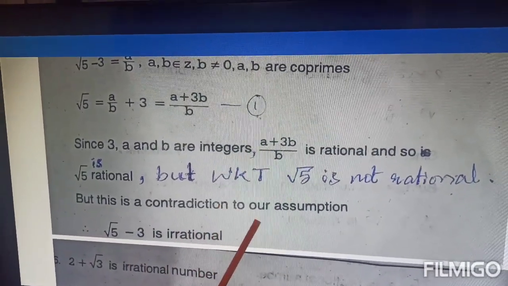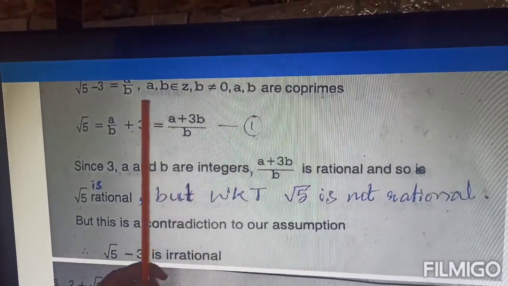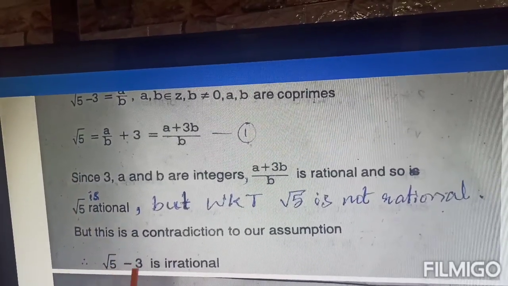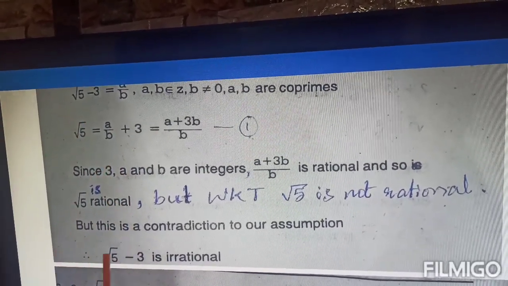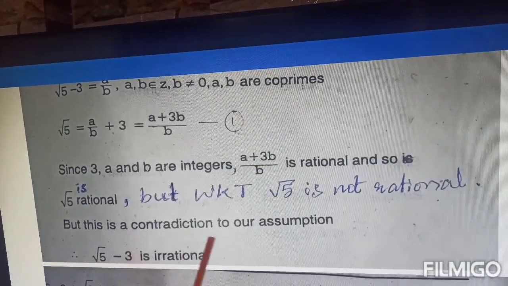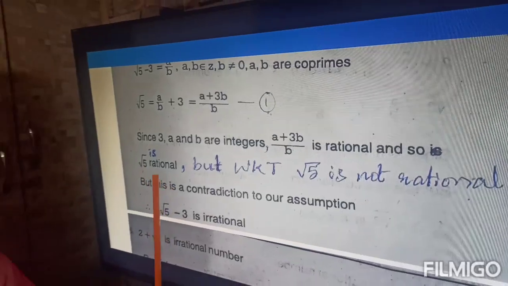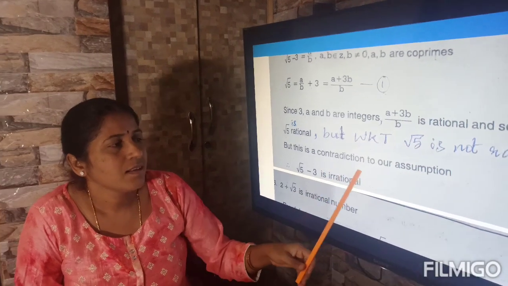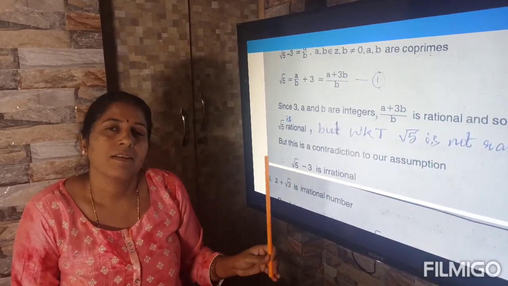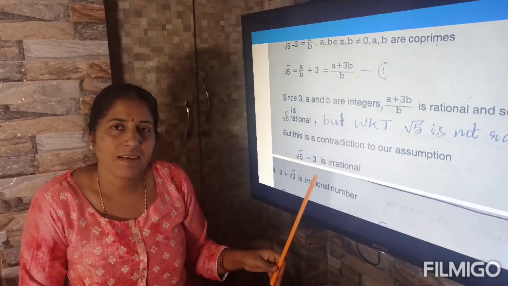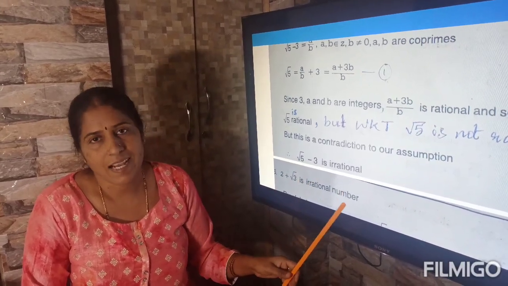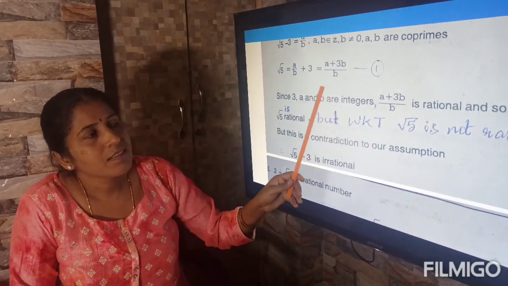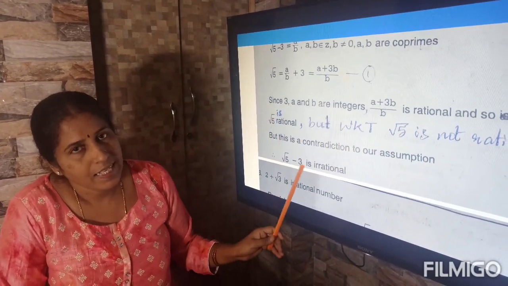Therefore, our assumption is wrong. Because in the starting, what did we assume? This root 5 minus 3 is rational. But now our assumption became wrong because our proving leads to a contradiction. Therefore, the given number root 5 minus 3 is irrational. Okay. What we wrote here, these steps, these sentences, you have to write correctly.